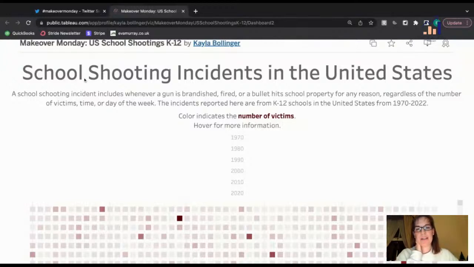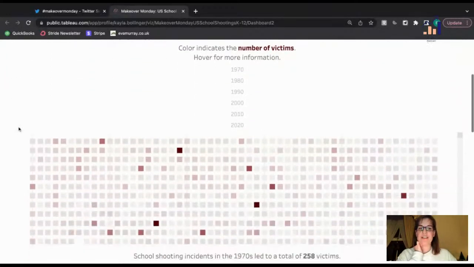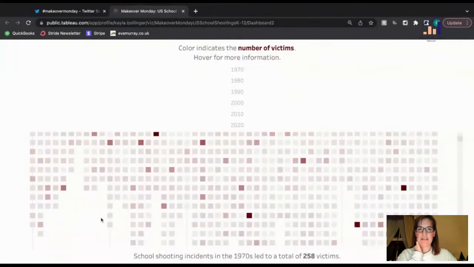So I would try to make the title more impactful. The subtitle or the description says: a school shooting incident includes whenever a gun is brandished, fired, or a bullet hits school property for any reason, regardless. It sounds a bit like some sort of legal description. This is about children dying or being injured in the place where they should be learning and carefree. And I think this could do it more justice by saying some of that.